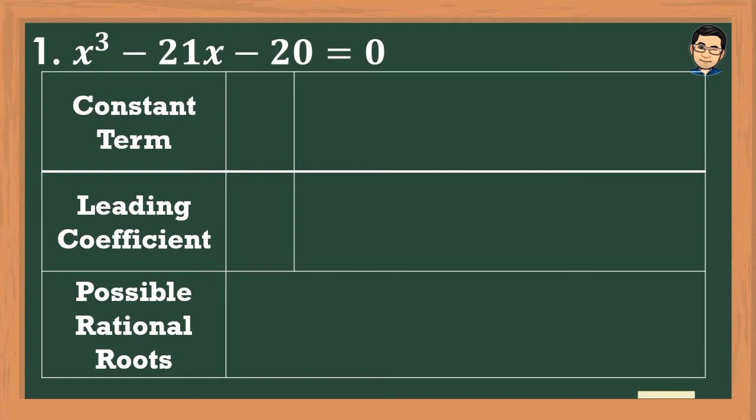So, let's start. Number 1, x cubed minus 21x minus 20 is equal to 0. As you can see, meron akong ginawang table dyan para maging guided kayo sa steps ng paggamit ng rational root theorem. Yung constant term natin, i-identify natin tsaka yung leading coefficient. For the constant term, yung constant term po natin is negative 20. Again, yung constant term po lagi siyang nasa hulihan. And then yung leading coefficient naman natin, since yung leading term natin is x cubed, ang numerical coefficient ng x cubed is 1.